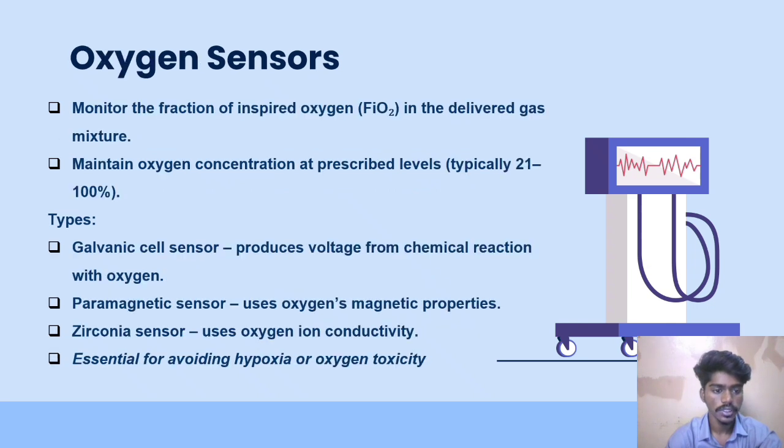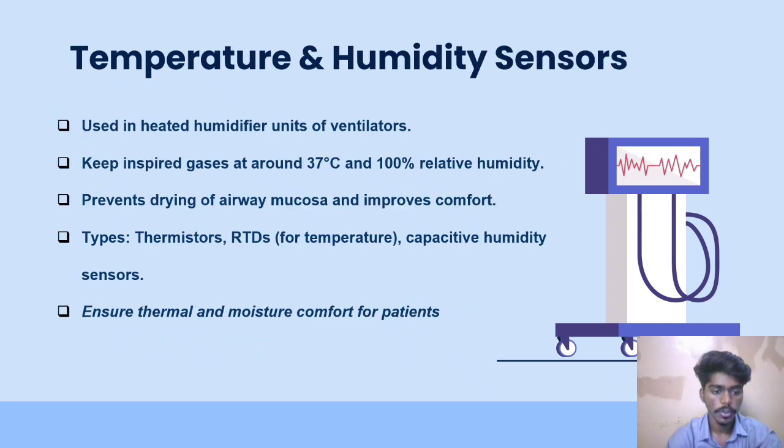Coming to the oxygen sensors, they ensure the patient receives the correct FiO2. Too little oxygen causes hypoxia. Types include galvanic, paramagnetic, and zirconia sensors. Coming to the temperature and humidity sensors, these sensors are used in the heated humidifier. They keep the inhaled gas at body temperature and 100% humidity, preventing airway dryness and improving comfort.